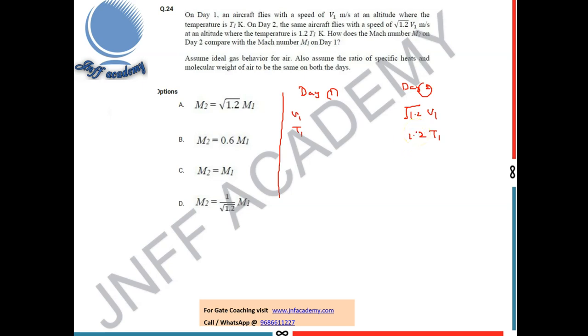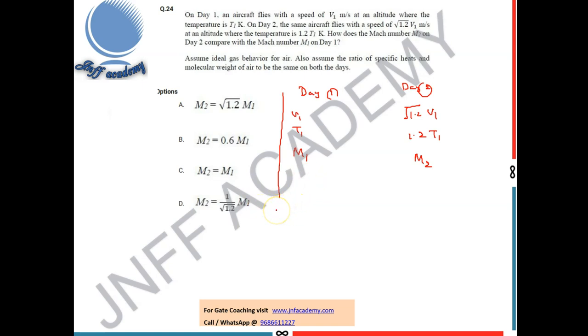Now they are asking how does the Mach number M2 on day 2 compare with Mach number M1 on day 1. So the relationship between Mach numbers, because when it's flying it might be at some Mach number here, similarly some Mach number here. How will the Mach numbers compare, right? So it's a very straightforward question. The formula for Mach number we all know, right?